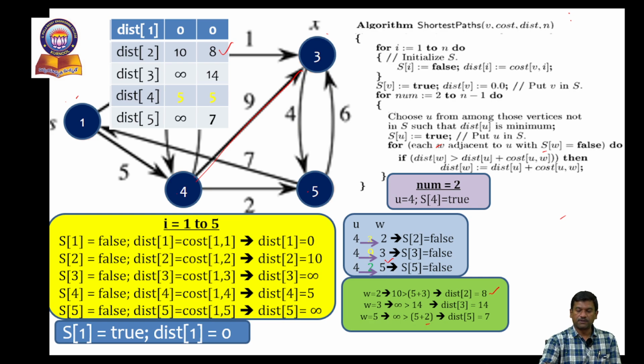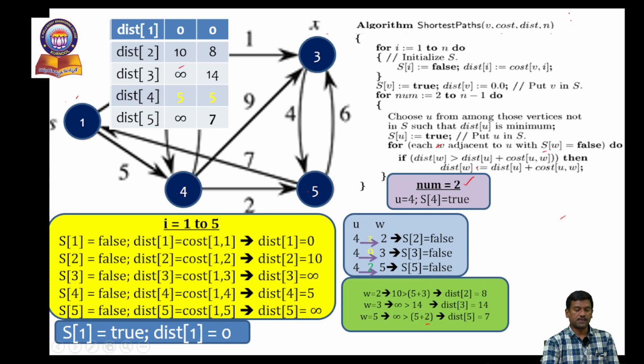In the case of distance of 3, previously it was infinity. Now we have updated distance of 3 to be equal to 14, so that is to be included in the next iteration. Similarly, distance of 4 is unchanged. And distance of 5 has been updated to the value 7 when you consider the previous one. Previously distance of 5 was equal to infinity, now it has been updated to 7. This is for when num is equal to 2.